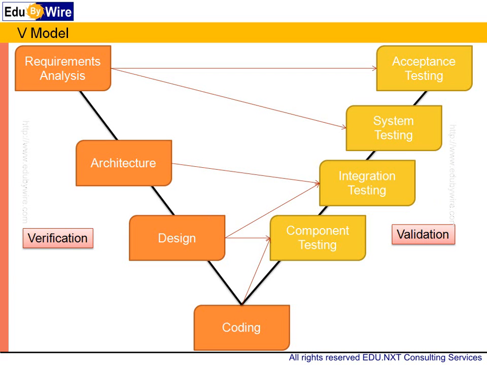And also component test cases are written by taking inputs from coding stage. So thus the testing team doesn't wait for the coding stage to be completed. They start working right at the beginning of the software development project. In V model, the testing team does the verification activities during the actual development stages of the software. And then during the testing stages of the software, the testing team does the validation activities.